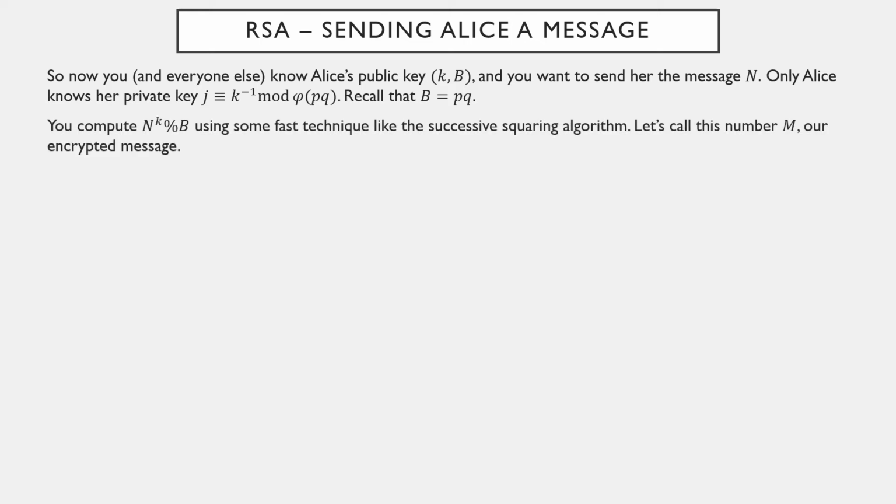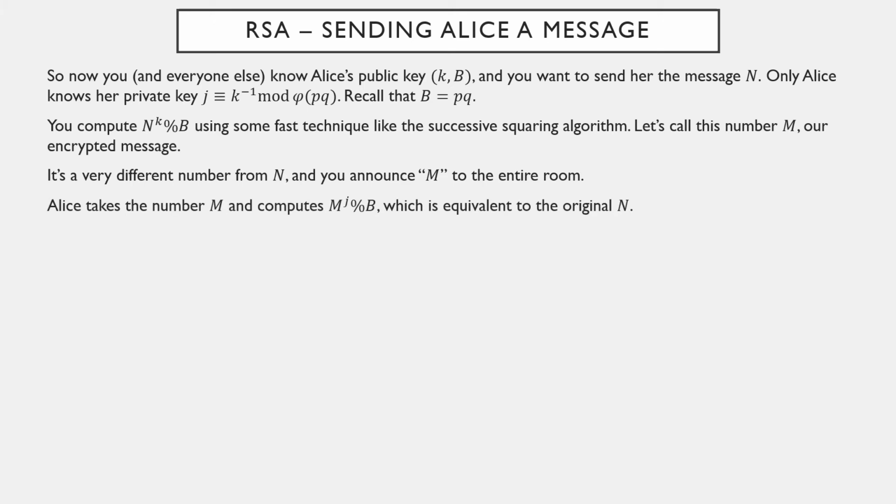So what we do is we take our message n and raise it to this exponent and reduce it modulo B. We just have to use her exponent k and the base B. We compute n to the k modulo B. We do something like a successive squaring algorithm to quickly compute this. Whatever the result is, let's call it capital M. It's a very, very different number from n. It's n to the k reduced modulo B. So what we do is we very publicly and confidently just say, here is my number M.